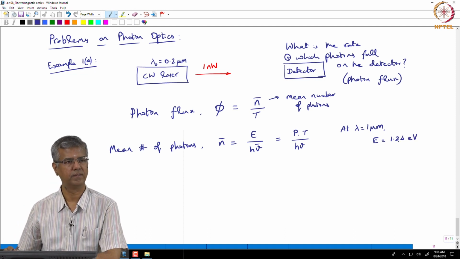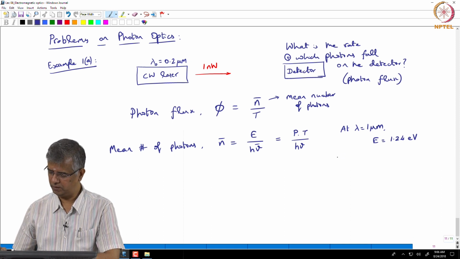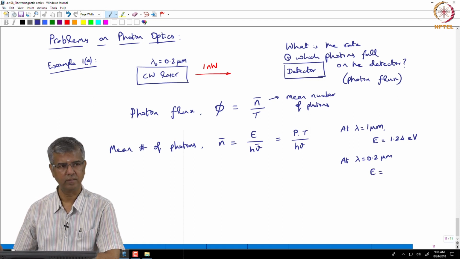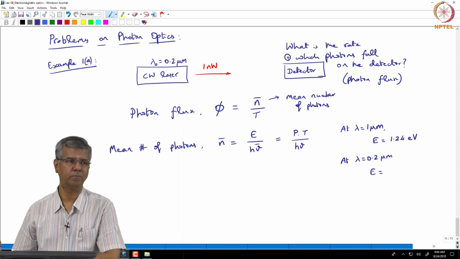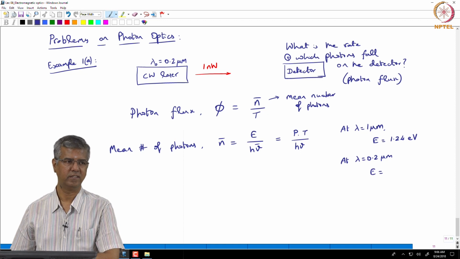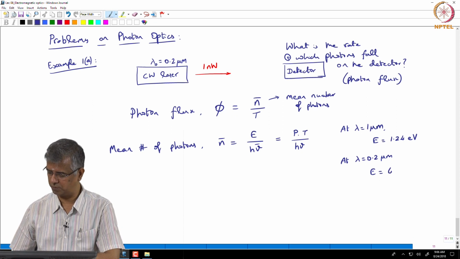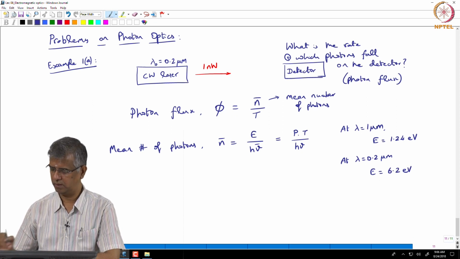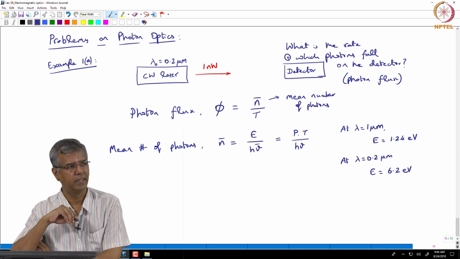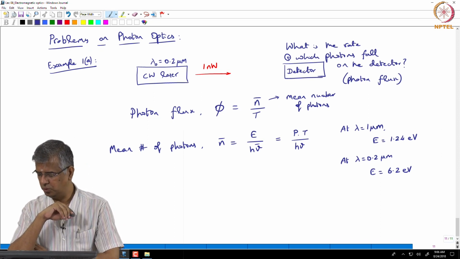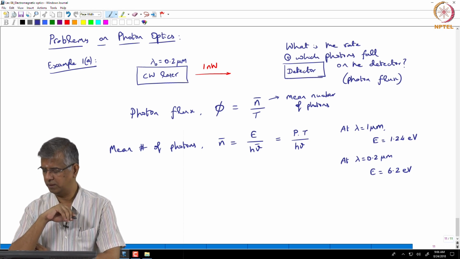electron volt, right. So, you are asked to figure out the energy of a photon at lambda equal to 0.2 micron. What would this energy be? So, it is 5 times lower wavelength. So, the energy should be 5 times higher, right. So, 5 times 1.24, that would correspond to 6.2 electron volt, right. So, lambda at 0.2 micron is 6.2 electron volt.